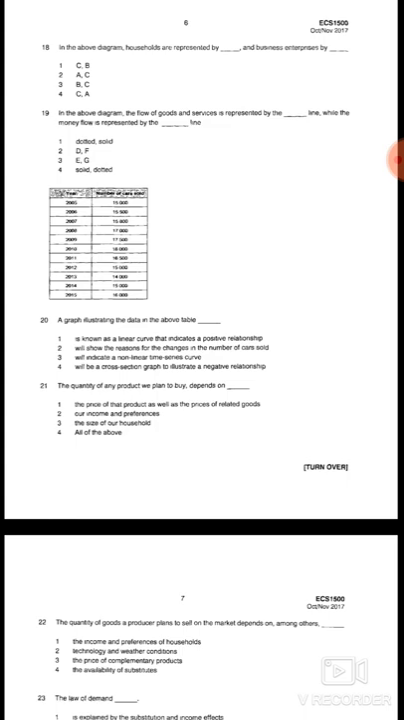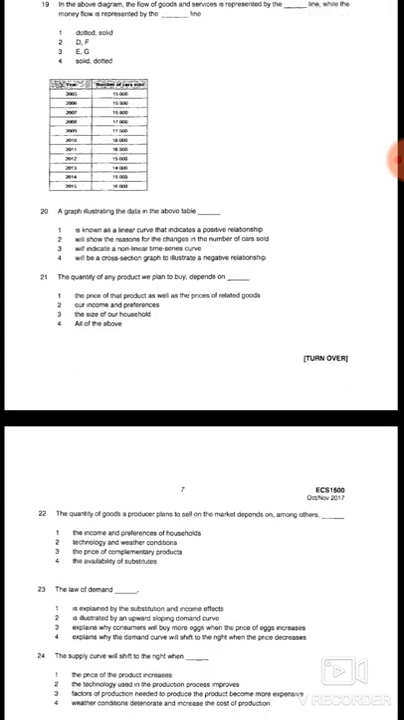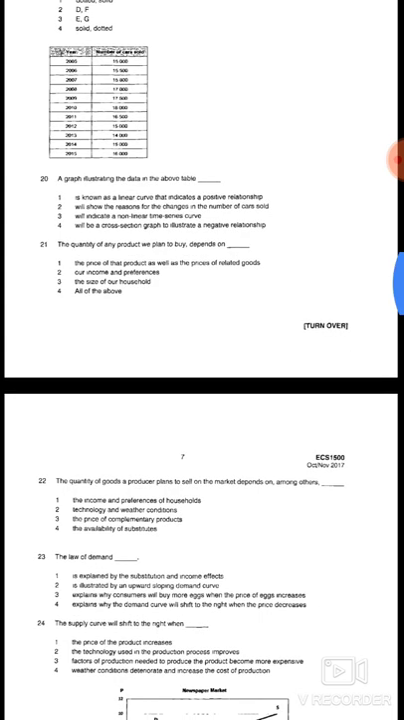Okay, number 20, we have to use the diagram above. A graph illustrating the data in the above table. The data in the above table with the years starting from 2005 to 2015, and our data is increasing from 2005 to 2016. So we have a positive relationship here. As the years increase, the number of cars sold was also increasing. So we can say option number 1 is known as a linear curve, indicates a positive relationship.